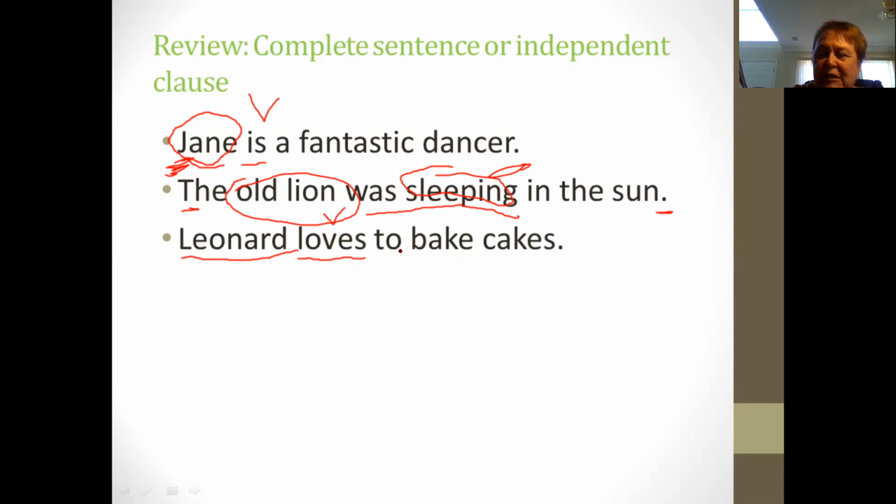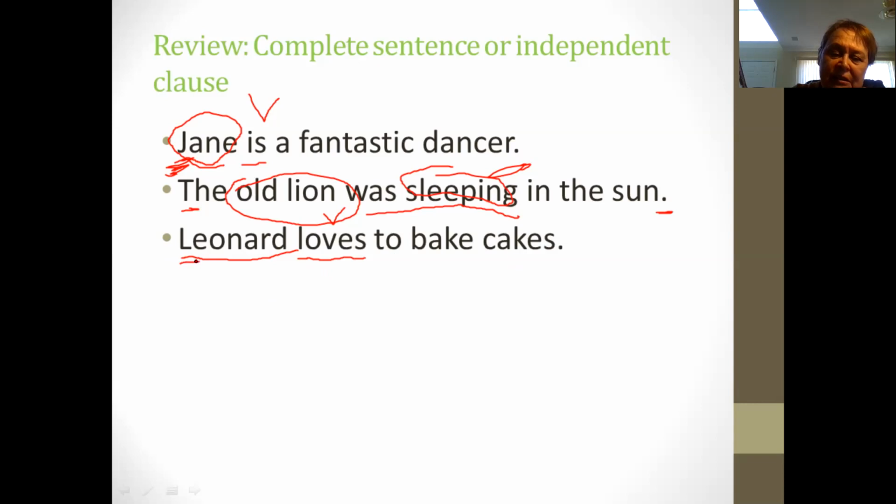And what does he love? He loves to bake cakes. So it gives our complete idea. Now, love is one example of one of those verbs that needs an object. You can't just say Leonard loves. Well, what does he love? Okay, you have to tell me that. And we tell what we love. He loves to bake cakes.